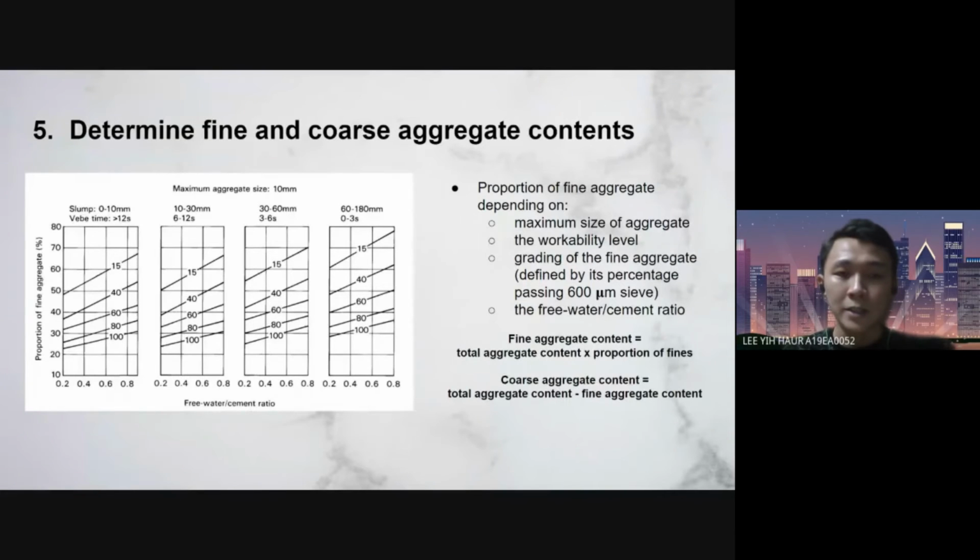To determine the fine and coarse aggregate content, we need to find the proportion of fine aggregate, which depends on the maximum size of aggregate, the workability level, the grading of fine aggregate, which is usually defined by its percentage passing the 600 micrometer sieve, and the free water cement ratio. After finding the proportion of fine aggregate, we can determine the fine aggregate content and coarse aggregate content, where the fine aggregate content is equal to the total aggregate content multiplied by the proportion of fines, while the coarse aggregate content is equal to the total aggregate content minus the fine aggregate content.